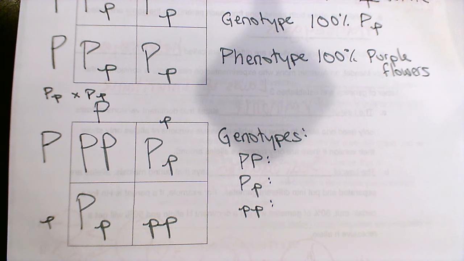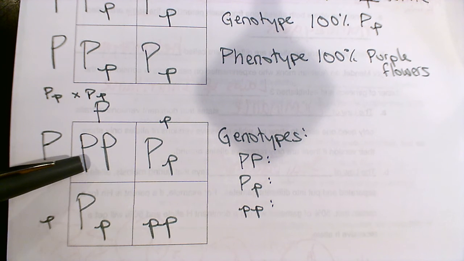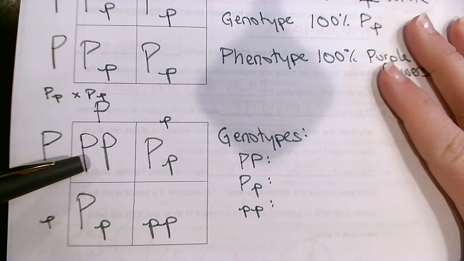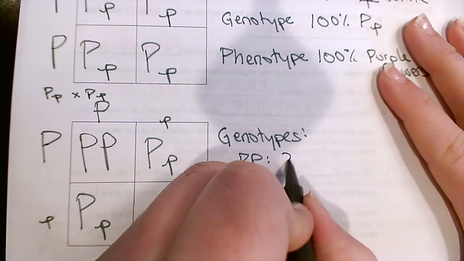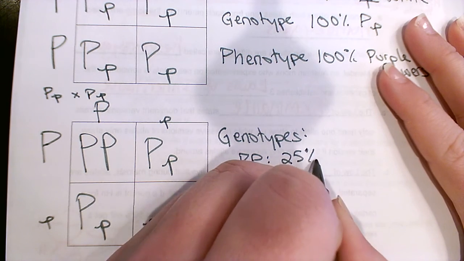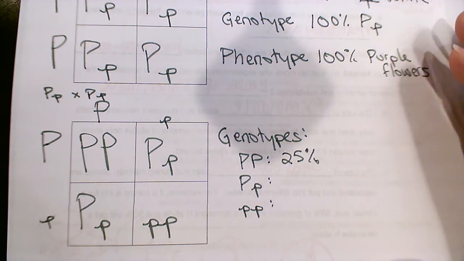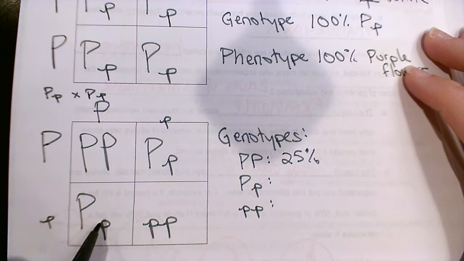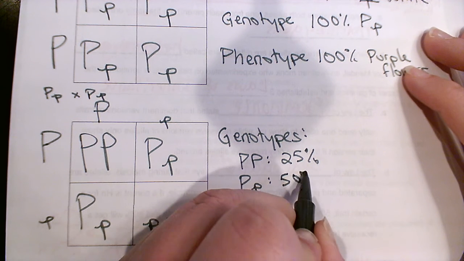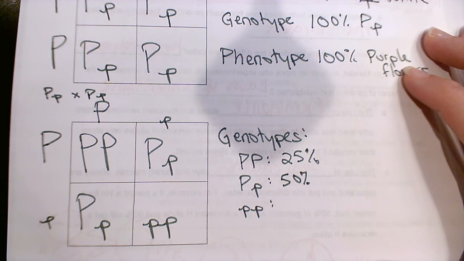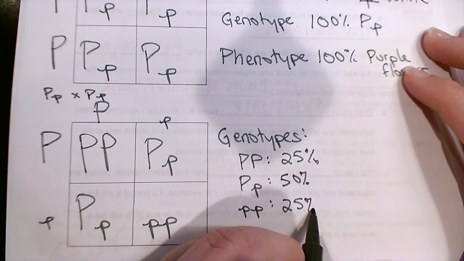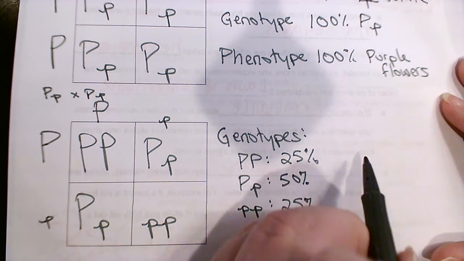So when we go to figure out the probability, I'm going to usually use percentages. Again, if you like to use fractions or decimals, whatever. But I see 1 out of 4 boxes, capital P, capital P. I know that is 25%. Okay, 2 out of the 4 are big P, little p. So that would be 50% of the offspring would have that genotype. And then I have 1 out of 4 left for little p, little p.